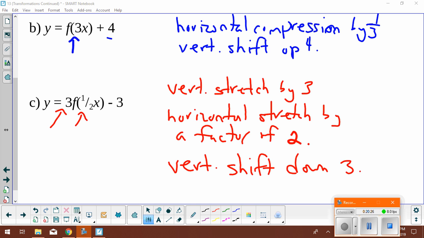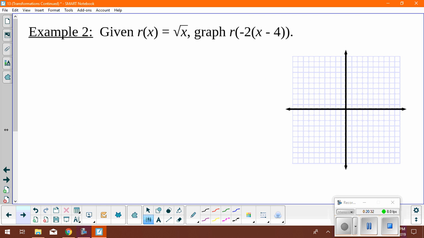Last but not least, we'll do an example of actually transforming a function with a point table. So given that a function r of x is the square root of x, we're going to graph r of -2x minus 4. Let's note what our translations are.